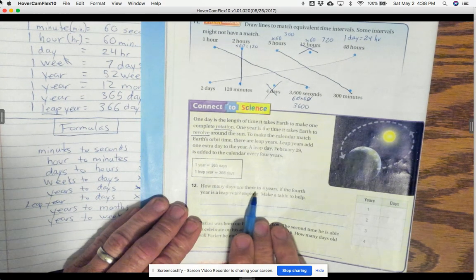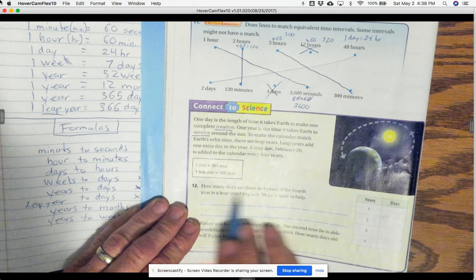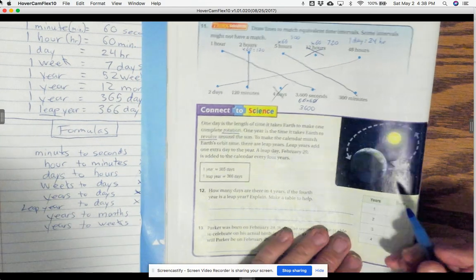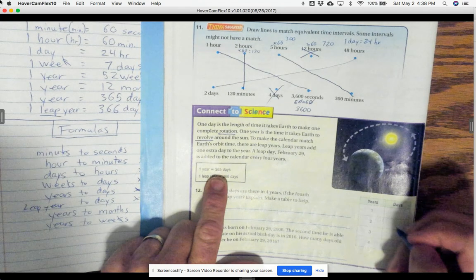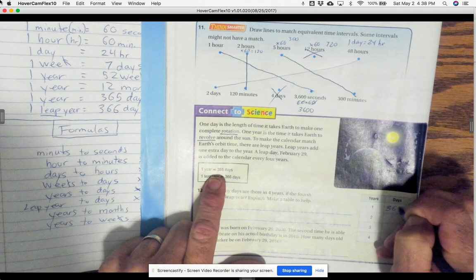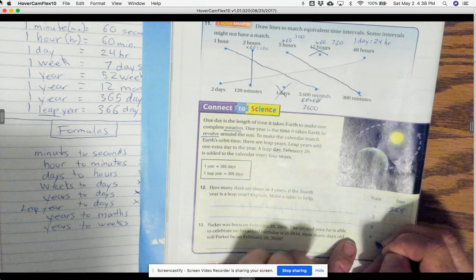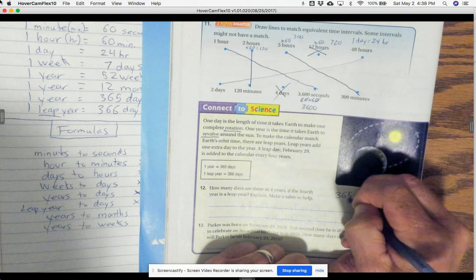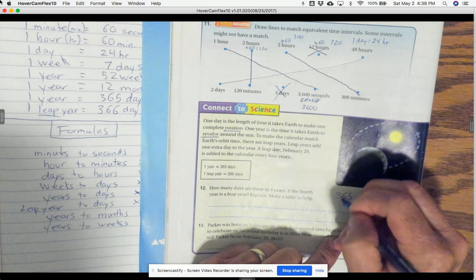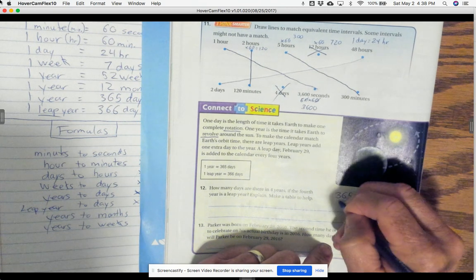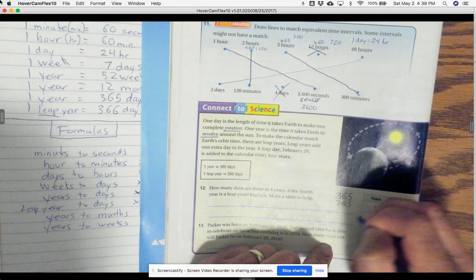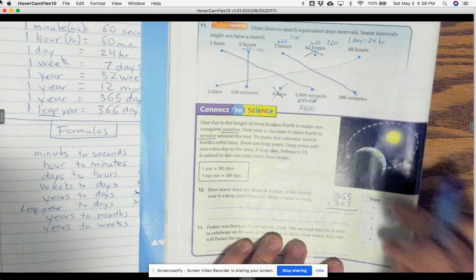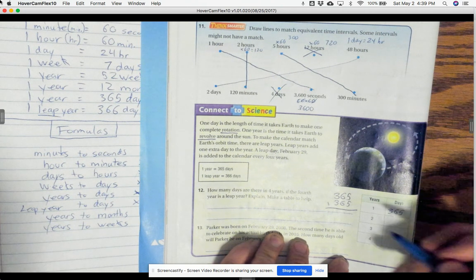How many days are there in 4 years if the 4th year is a leap year? Make a table to help. Well, we know there's 365 in all of these, but down here we have an extra day. So we could do 365 plus, or multiply by 2, plus 365. I'm just going to do a repeated addition here, and then that's going to help us fill out this chart, which I'm sure you don't have this chart in your online book.